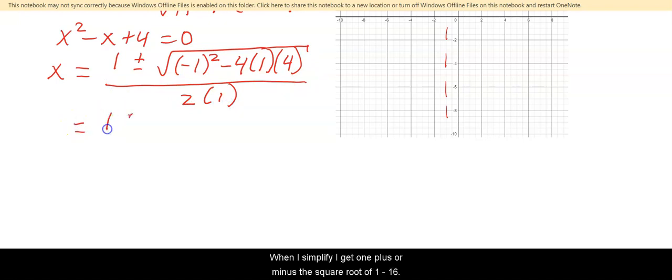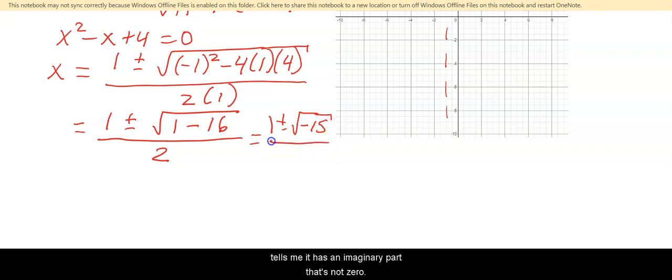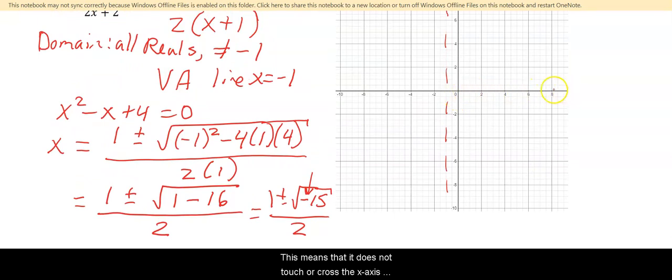When I simplify, I get 1 plus or minus the square root of 1 minus 16. I now know I'm in trouble. This leads to a negative underneath the radical, which tells me it has an imaginary part that's not 0. Because of this negative, I know that there are no real x-intercepts, and the only solutions are complex with a non-zero imaginary part. This means that it does not touch or cross the x-axis anywhere along the line.